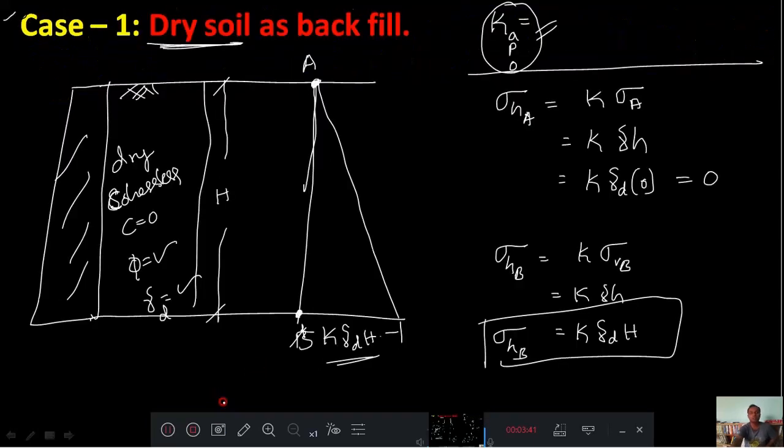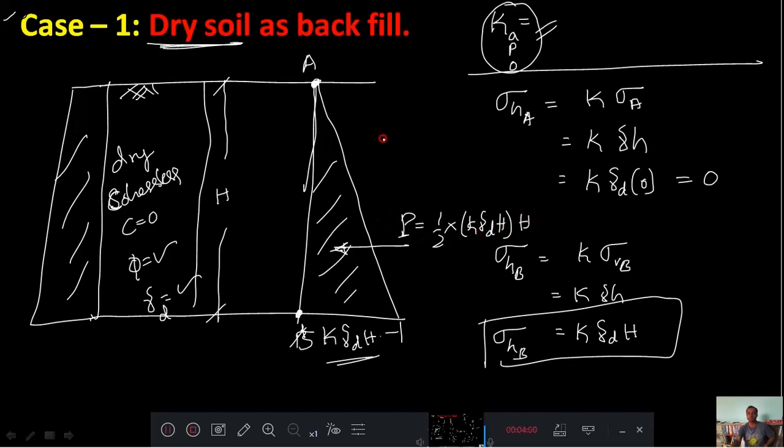Now the total earth pressure, capital P, acts in this direction, and it is the area of the earth pressure distribution diagram: half into base into height. The base is K gamma d H and the height is H, and this acts at a distance H by 3 from the bottom. This is case 1, a dry soil as a backfill, with the usual procedure.